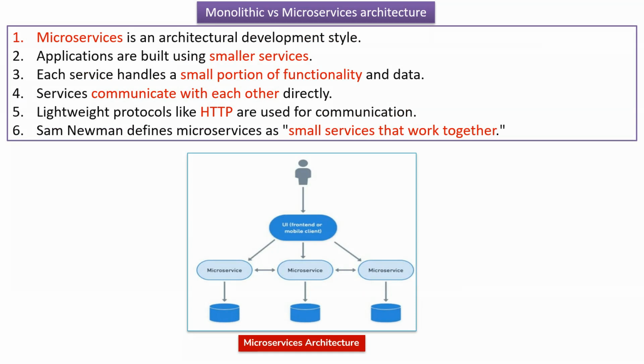Microservices is an architectural development style. Applications are built using smaller services. Each service handles a small portion of the functionality and data. Services communicate with each other directly. Lightweight protocols like HTTP are used for communication. Sam Newman defines microservices as small services that work together.